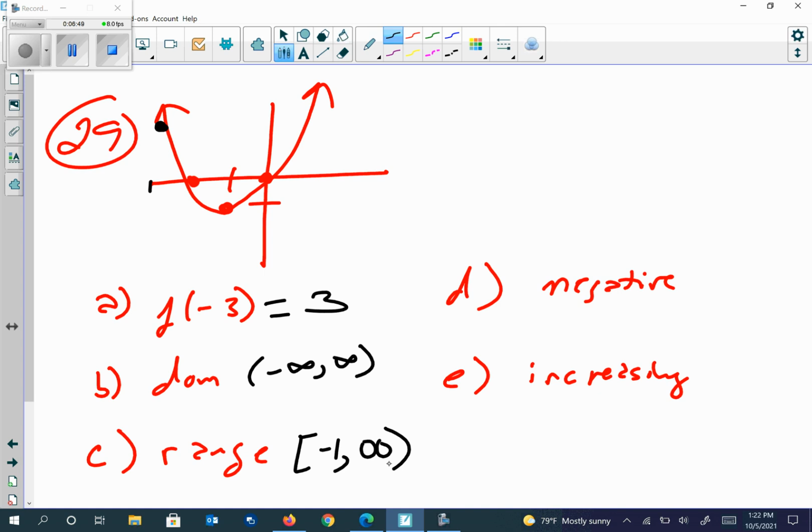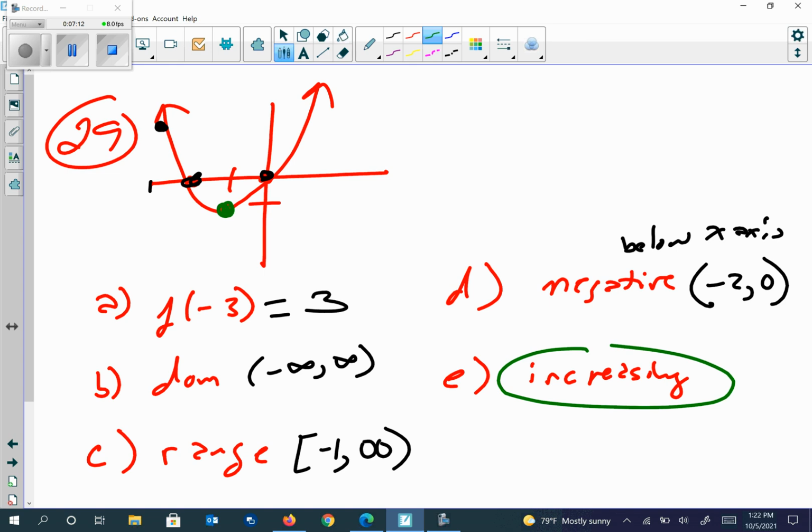Where is this graph negative? Negative means it's below the x-axis. Okay, so between these 2 points, it's going to be negative. So soft bracket, negative 2 to soft bracket 0. They're soft brackets because right on that x-axis, it's not positive or negative, it's 0. And where is this graph increasing? It's increasing from here up. Okay, so at soft bracket negative 1, because right at negative 1, it's actually a slope of 0. It's not increasing or decreasing. But from there to infinity, it works for you. And that should be it.